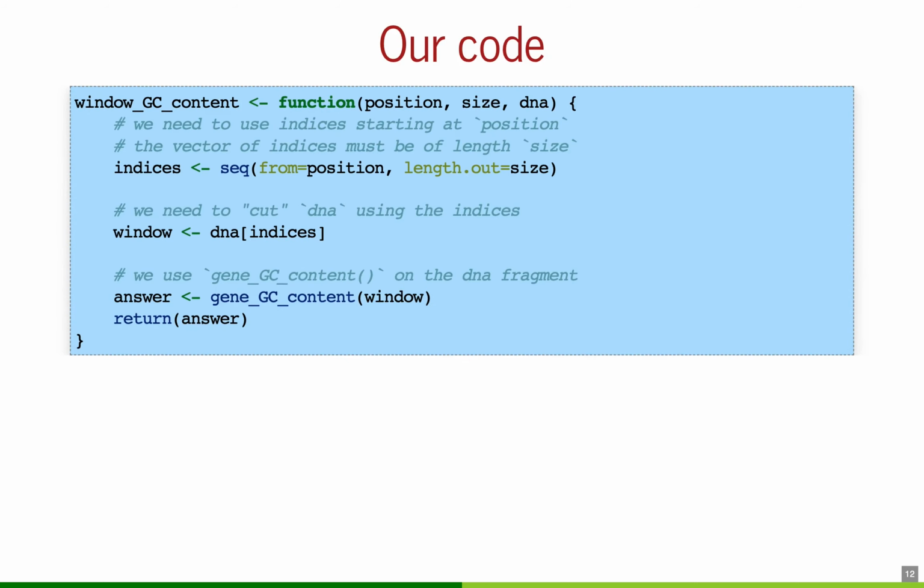So let's finish our code. We have the function name and we have the explanation, and now we fill in the missing part. The indices will be chosen using the sequence function from position, the initial position, and with the length of size. Then we use these indices to cut DNA to extract only the relevant part. We call it window. And finally, we use the function GC content that we had previously to calculate the GC content only of this window, and we return this value. If you are clever, you can write this in one line.